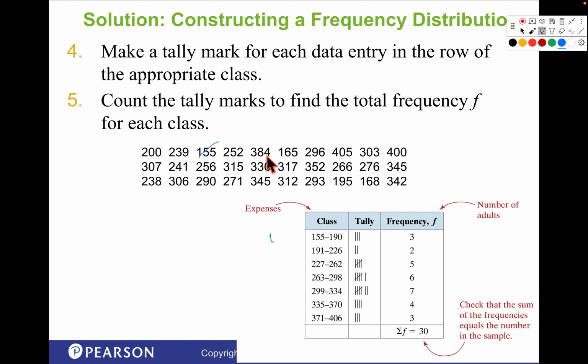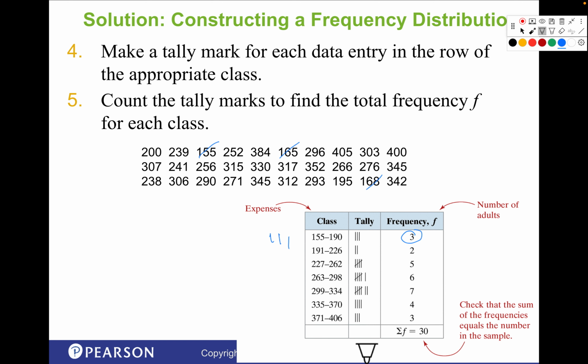And then I keep going. Oh, there's a 165. That's in that class. So I'll put a mark there. I'm not going to do this for all of them, so don't worry about that. Here's a 168. And I keep looking. That's the last one. So there's 3. So that's how they got the frequency of 3.